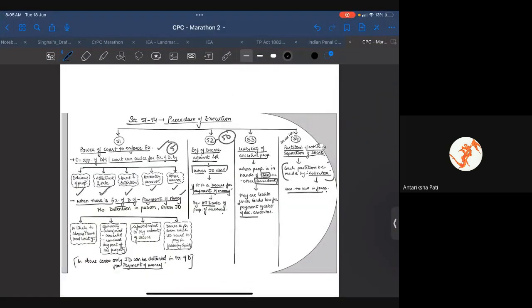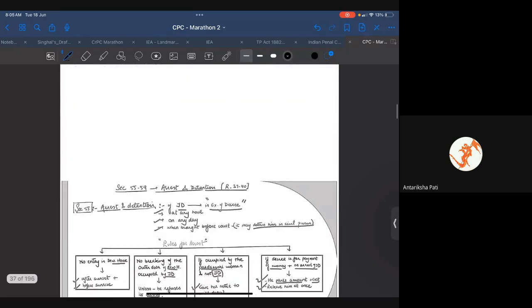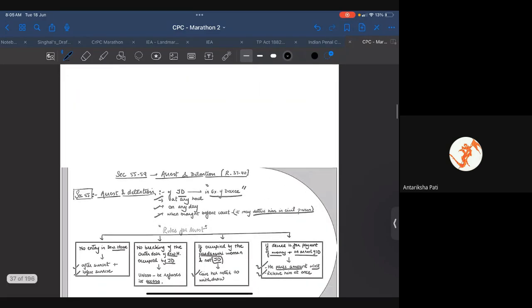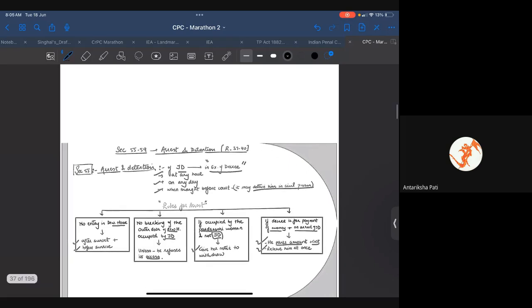Okay, now coming to sections 55 to 59, which talk about arrest and detention. Of course, it has to be read with rules 37 to 40 later, which we'll discuss tomorrow. Now, arrest and detention of whom can be done? Of the judgment debtor, and it can be done in any execution of the decree. It can be done at any hour on any day, and when brought before the court, it may detain him in civil prison.